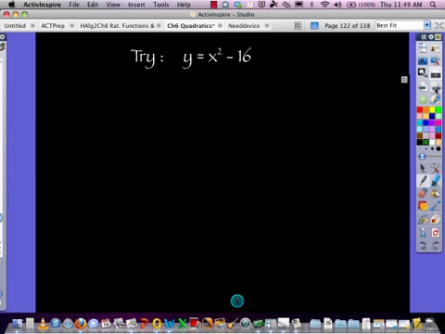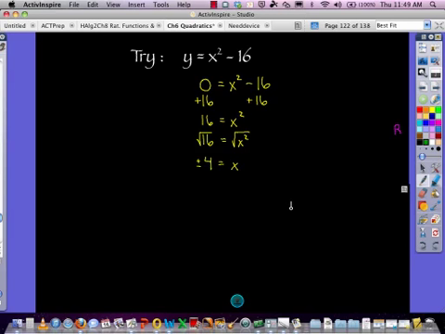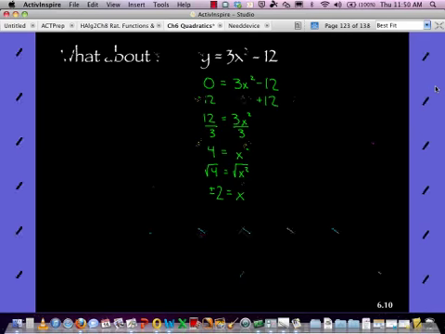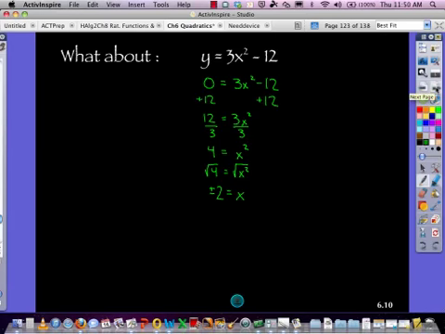Second one, same start, x squared minus 16, so you're going to put your 0 in for y. You're going to move your 16 to the other side. You quickly have x squared equals 16, so plus or minus 4. Again, what would that mean? We would have our graph with 2 solutions at a positive and a negative 4. What about the next one? And you're going to see this same pattern.